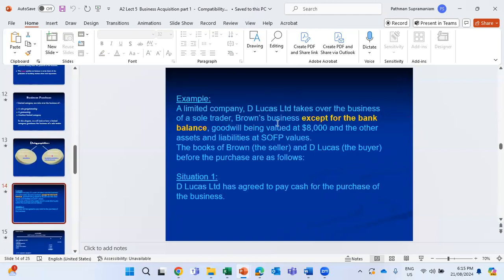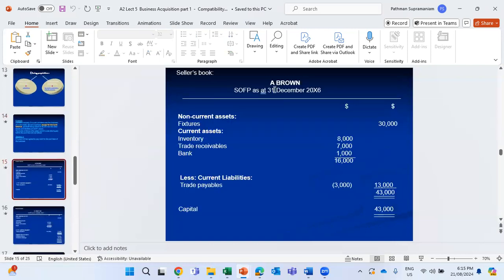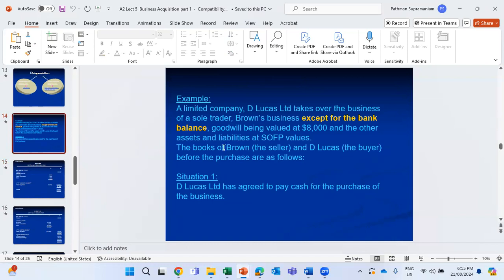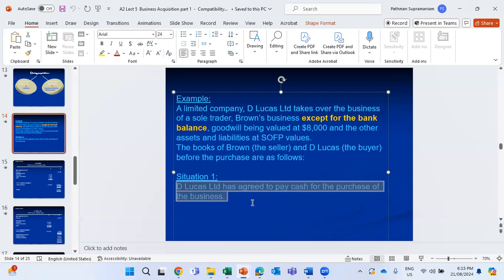Now, where are the values of the seller's assets and liability? In the next slide, you're given the seller's SOFP. But before that, we need to know in what form the buyer settles the purchase consideration. In situation one, D. Lucas, the buyer, agreed to pay cash. So the entire purchase consideration is settled by cash. Let's see how this works.